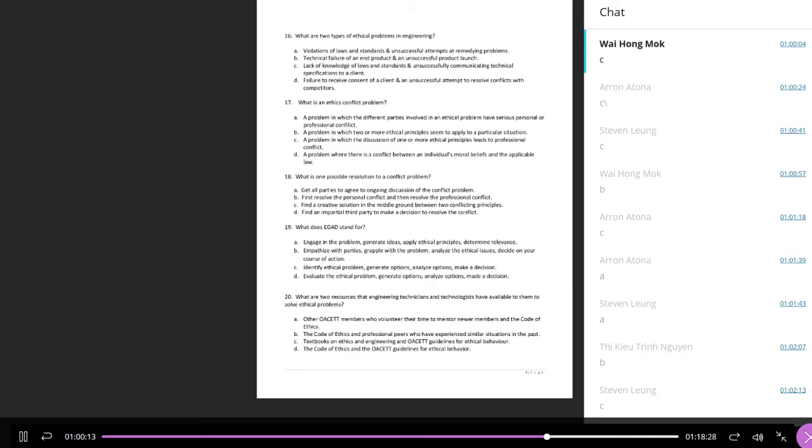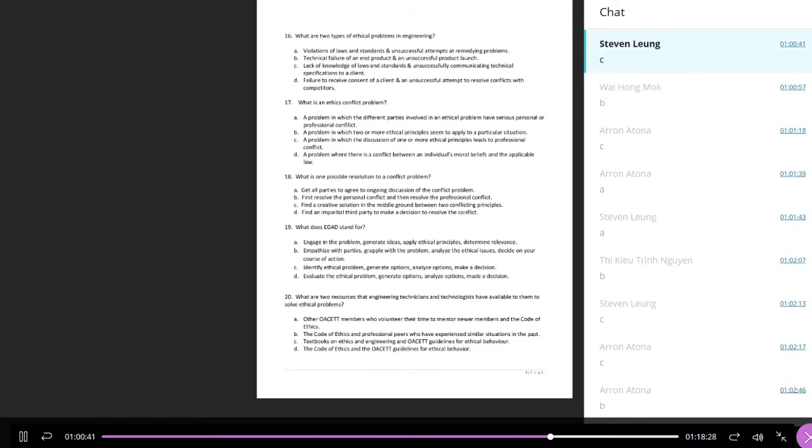The answer to number 17 is B, a problem in which two or more ethical principles seem to apply to a particular situation. What is one possible resolution to a conflict problem? The answer 18 is C, find a creative solution in the middle ground between two conflicting principles. I guess to make 17 better, you'd say a problem with two or more ethical principles that seem to apply and conflict.